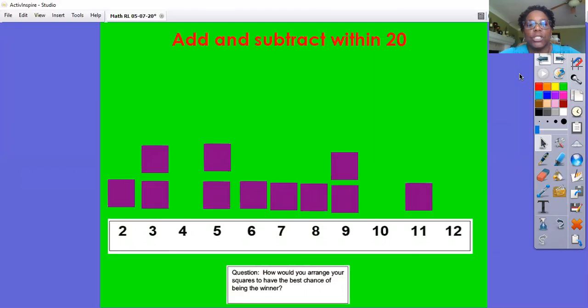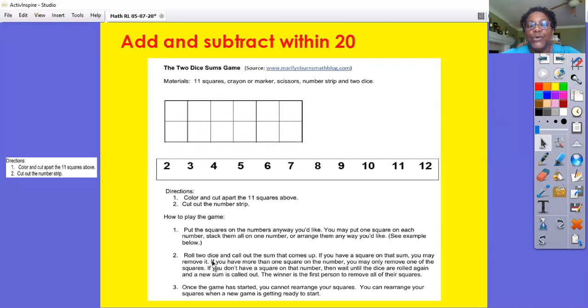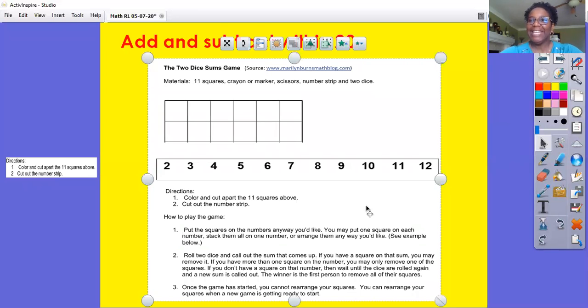All right, let's go back to our directions. It says number 2, roll 2 dice and call out the sum that comes up. So we need to get our dice. So what I'm going to do is I'm going to go to the internet, and I will put in here where it says search, I will put roll dice. Let's see if we can find some dice, and I'm going to press the enter button. And here it says dice roller. Roll 1 die at random. So we want, it said we needed 2, so we better grab 2 dice. So here we go, we have 2. Let's go back to our other screen.